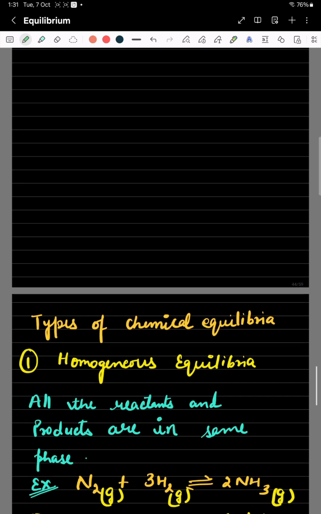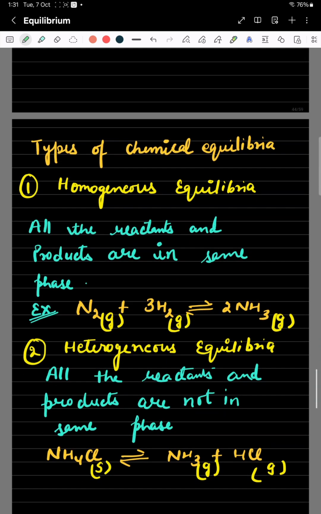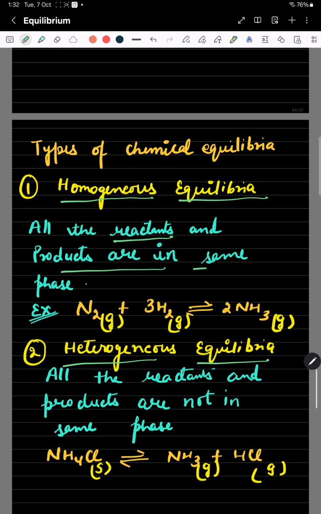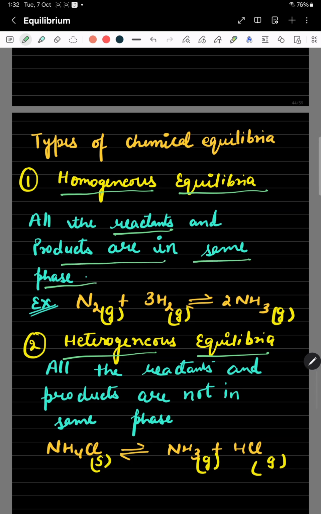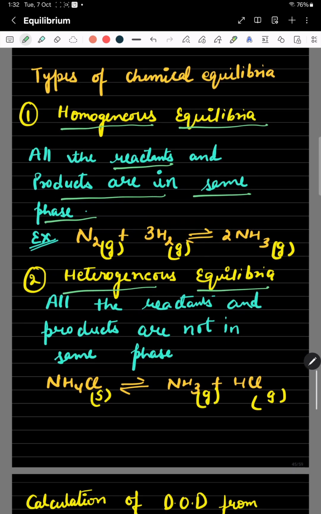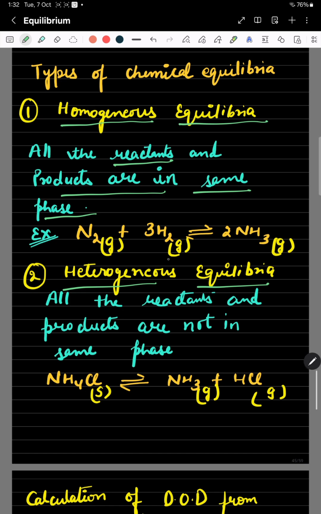Now after that, what do we have? Types of chemical equilibria. There are two types: homogeneous equilibria and heterogeneous equilibria. In homogeneous equilibria, all the reactants and products are in the same phase. Once you see this reaction, all the reactants are in gaseous form and the product is in gaseous form. So all the reactants and products are in the same phase, like all gaseous, all solid, or all liquid or aqueous.